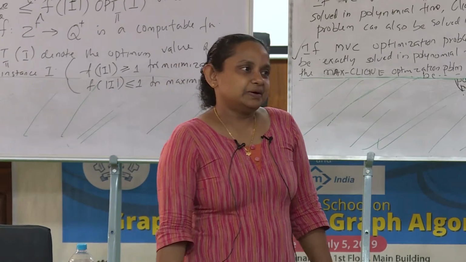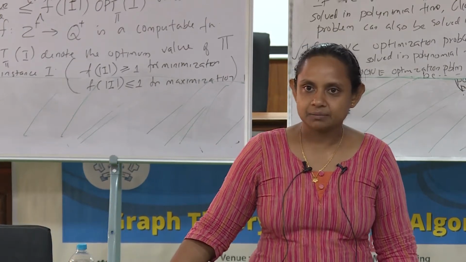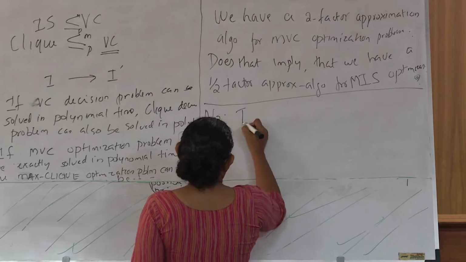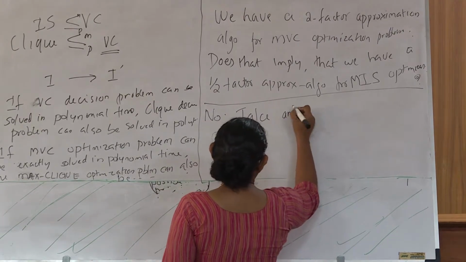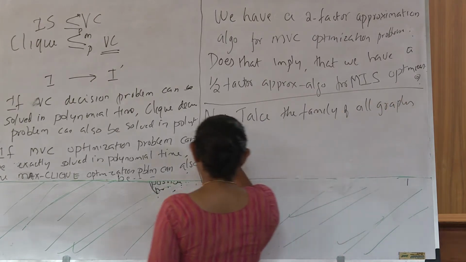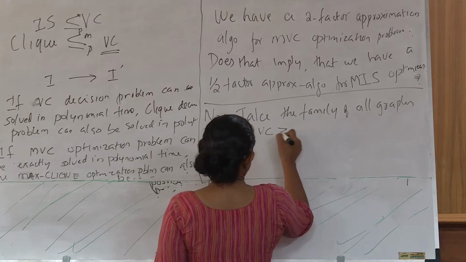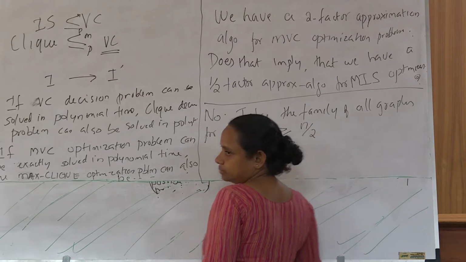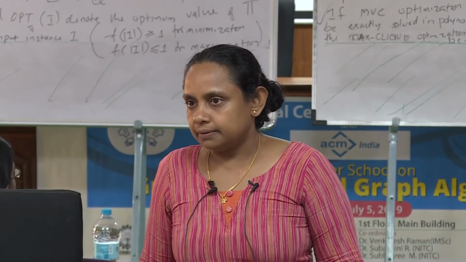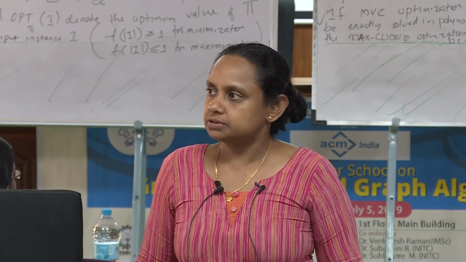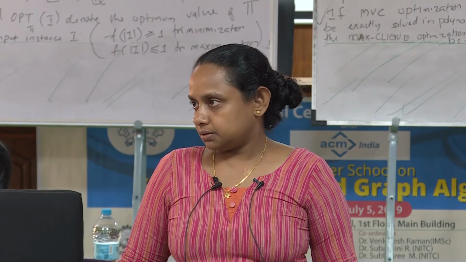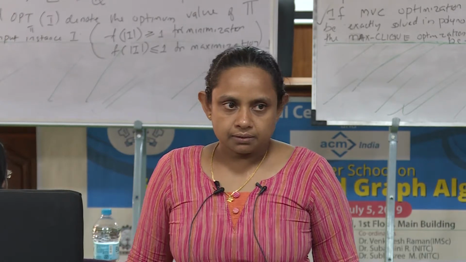Okay, so do you get the argument? Suppose the answer is no. This is not a foolproof argument, but take the family of all graphs for which the vertex cover number is at least n by 2. Even for this graph class, this is not all graphs, right? Some graphs have very small vertex covers. Even for these graphs, the vertex cover problem remains NP complete. Fine? Okay.